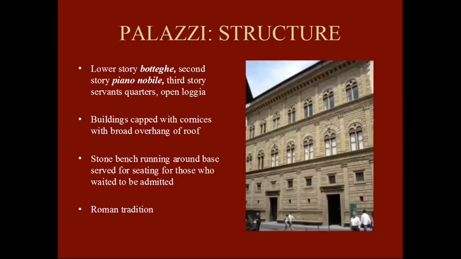The family lived on the 2nd floor, the piano nobile. And above them is where the servant quarters actually were, in the open loggia. And they were capped with these cornices. They had a stone bench. It was a Roman tradition. This was the domus. And we had the dominus, in other words, the main guy, the head of the family. So what are some of the examples?